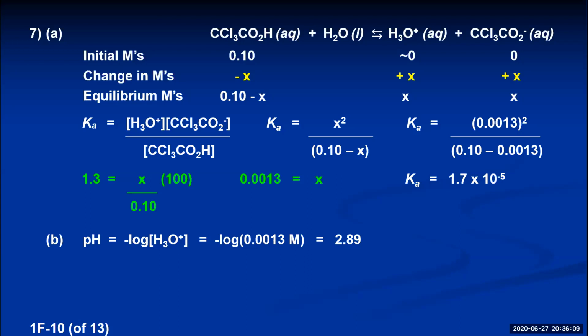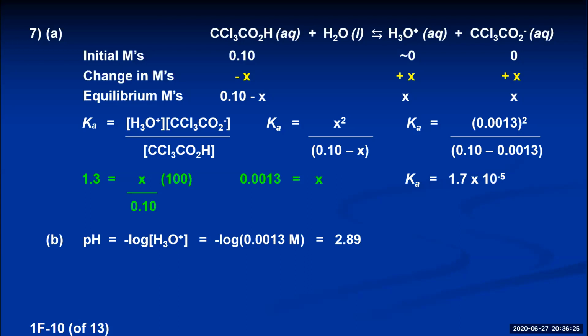Number 8, a 0.25 molar solution of iodous acid has a pH of 3.47. A, calculate the Ka for the acid. So just like the previous problem, we need to know the ratio of the equilibrium molarities of the products to the equilibrium molarity of the reactants.